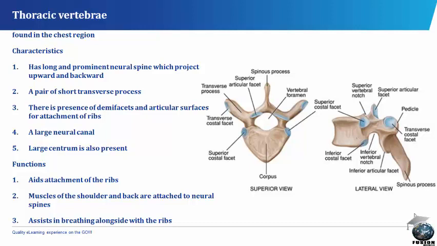Its functions include the following. 1. The thoracic vertebrae aids the attachment of the ribs. 2. The muscles of the shoulder and back are attached to neural spines. 3. It assists in breathing alongside with the ribs.